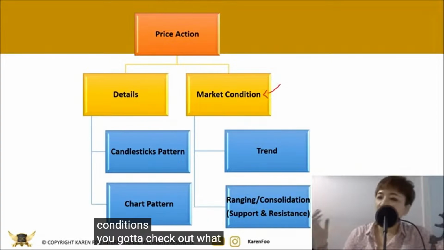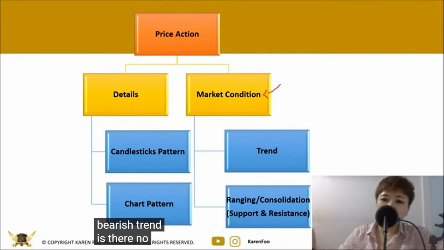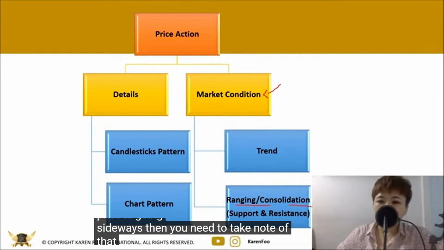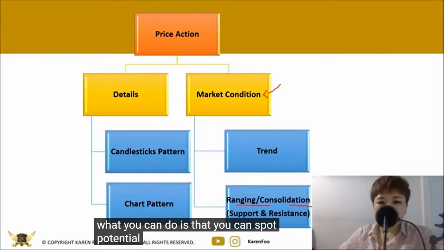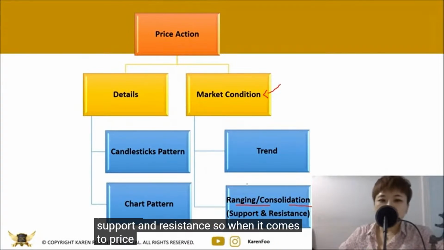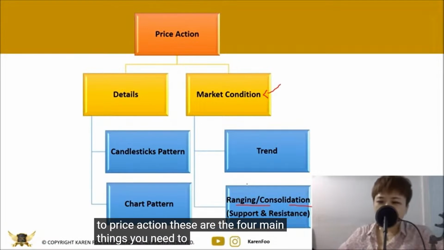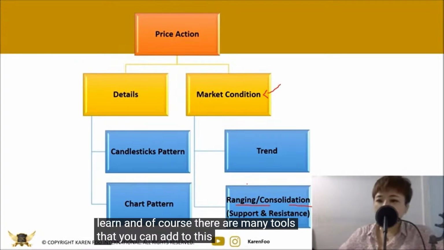You've got to check out what the trend is right now. Is it a bullish trend? Is it a bearish trend? Is there no trend at all? And if the price is going sideways, then you need to take note of that, because what you can do is spot potential support and resistance. So when it comes to price action, these are the four main things you need to learn. And of course, there are many tools that you can add to this as well.